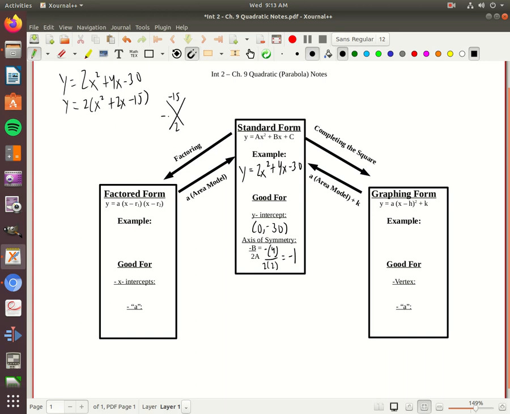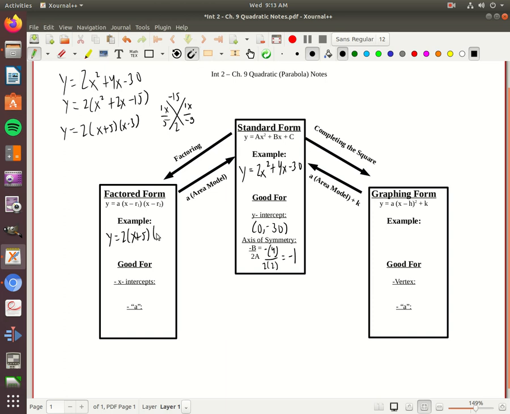And then I have b, which is just 1x, so I'm going to multiply to negative 15 and add to 1, so that would be 5 and negative 3. 5 times negative 3 is negative 15. 5 minus 3 is 2. So I have the equation y equals 2 times parenthesis x plus 5, x minus 3. So that's going to be my factored equation.